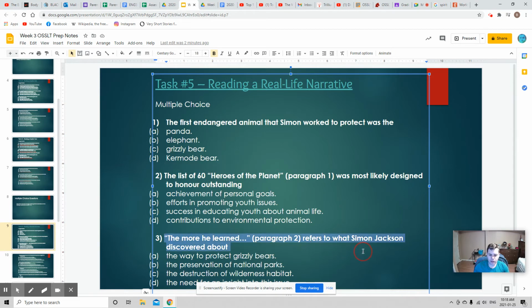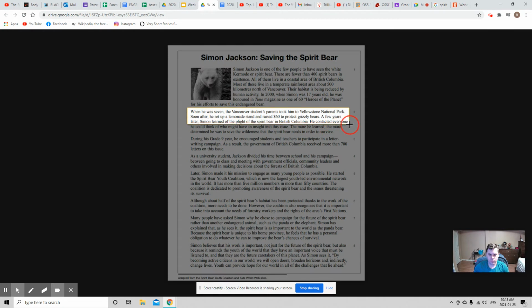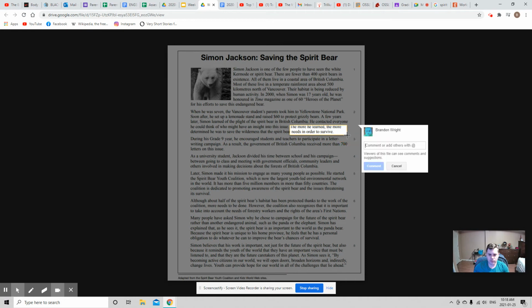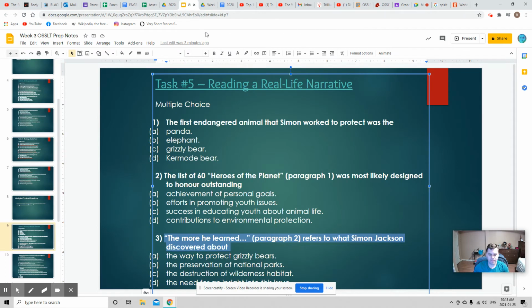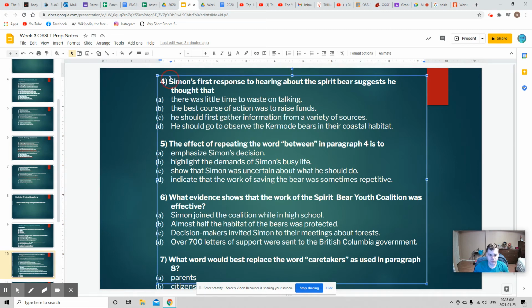All right, next is the more he learned in paragraph 2 refers to what Simon Jackson discovered about. So we want to pay attention to paragraph 2. And in fact, the exact sentence is, the more he learned, the more determined he was to save the wilderness that the spirit bear needs in order to survive. Question 4. Simon's first response to hearing about the spirit bear suggests that he thought that. So read the article and then I can help you identify. You're looking for the most correct answer.